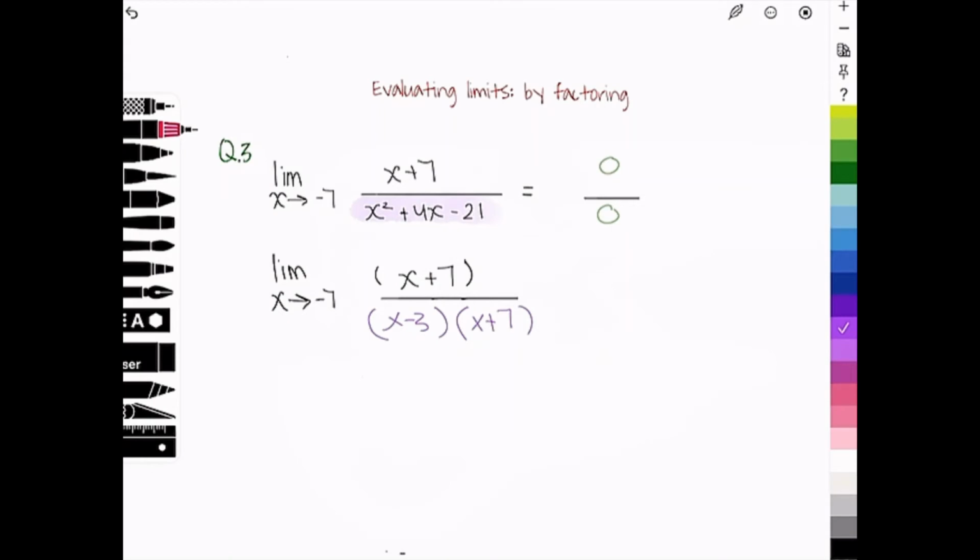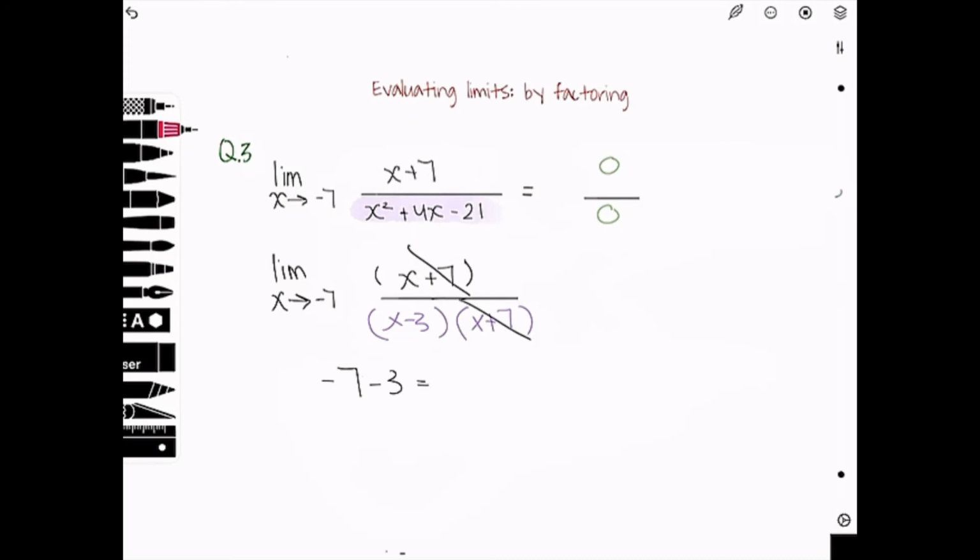So now the common factor we have in this question is x plus 7. We cross it out and we're left with x minus 3. We substitute x by -7, so -7 minus 3 equals -10. So the final answer would be 1 over -10.